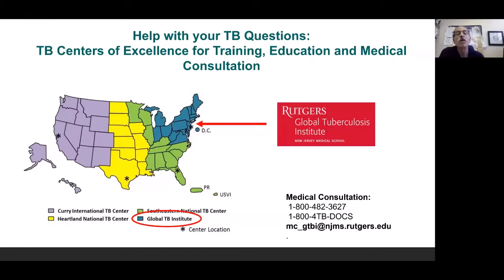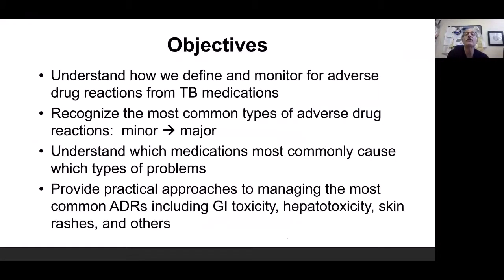So our objectives today are to focus on side effects and adverse effects of anti-tuberculous medications. One objective is to understand what we mean and how we monitor for adverse drug reactions from TB medications. We're going to talk about the most common types that we see and which medications cause which problems. But the bulk of this talk is really a practical approach to managing the most common adverse drug reactions that we see, including GI toxicity, hepatotoxicity, skin stuff, and others.